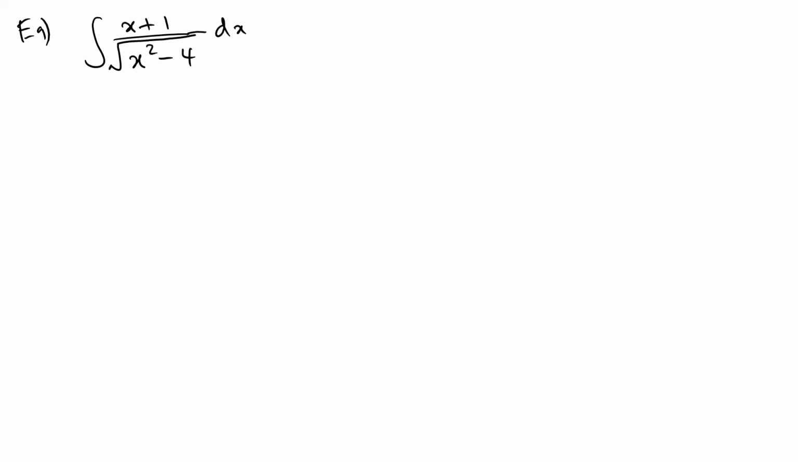You can see this is the third type, because it is x squared minus something. If x squared plus is a tan, x squared minus is secant. In this case a equals 2, so we can use the x equals 2 secant theta substitution. So dx is 2 secant theta tan theta d theta. Let's substitute and see what's going to happen.